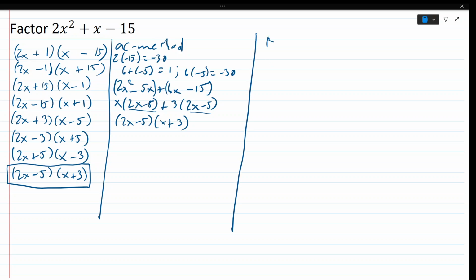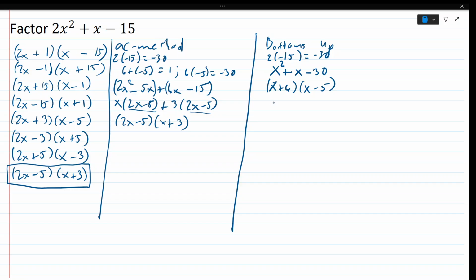Or if we use what is called the bottoms up method, again you multiply the a times c, so again we get that negative 30. And then we drop the leading coefficient and just write it as x squared plus x. And then we replace the constant with the product of a times c, so that'll be the minus 30. We factor that. Two numbers whose product is negative 30, whose sum is 1. Well, we saw that was x plus 6, x minus 5.